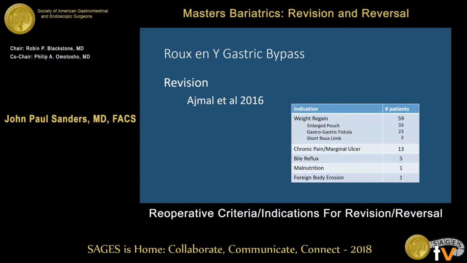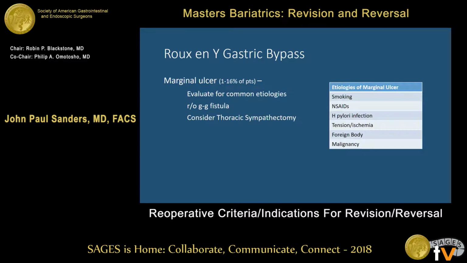Of those, he didn't look at success from a weight loss perspective. He simply looked at anatomical complications, of which weight regain was included based on enlarged pouch, GG fistula, and short Roux limb, which was the vast majority of patients. Chronic pain and marginal ulcer was a reasonably large group, and bile reflux, malnutrition, and erosion contributed a little bit. Interestingly, there was no mention of stenosis or stricture of the GJ anastomosis, presumably because the group was too small, but there was no mention of that in there.